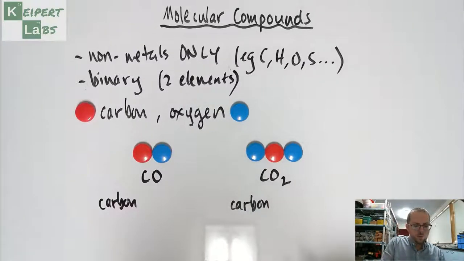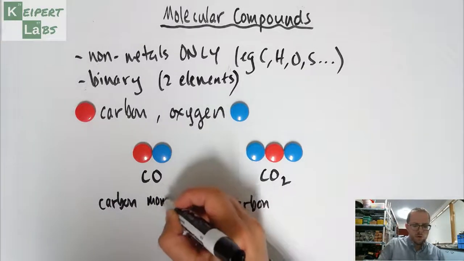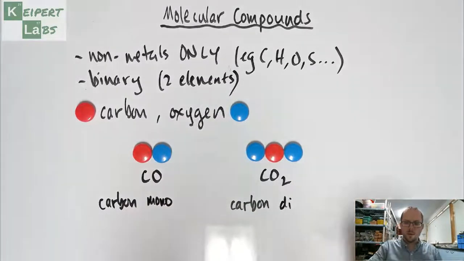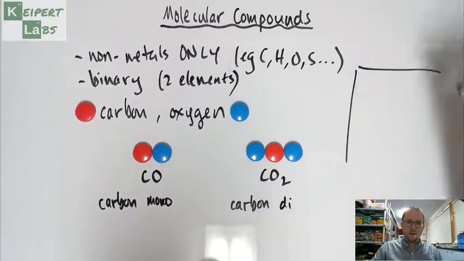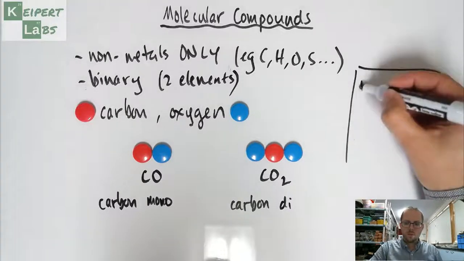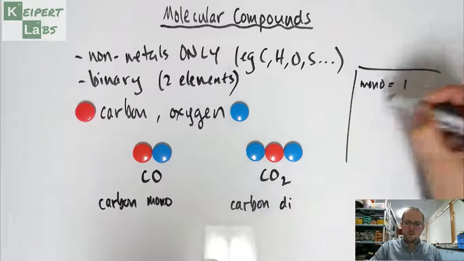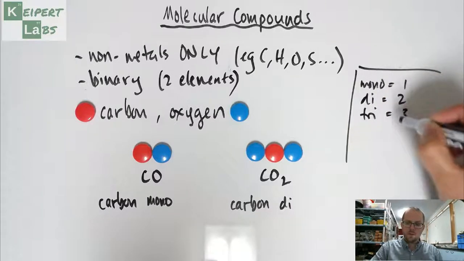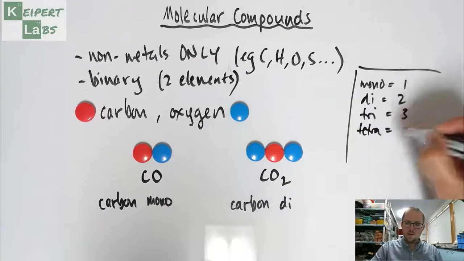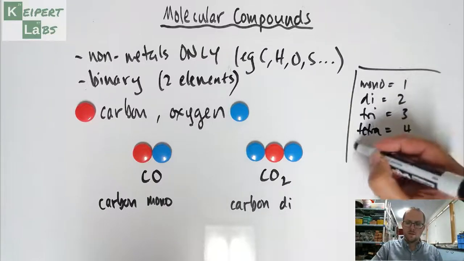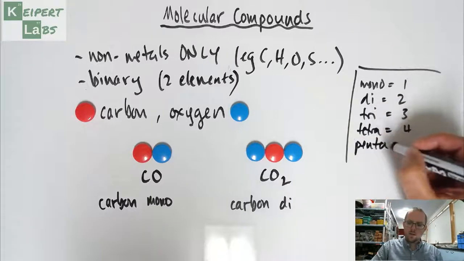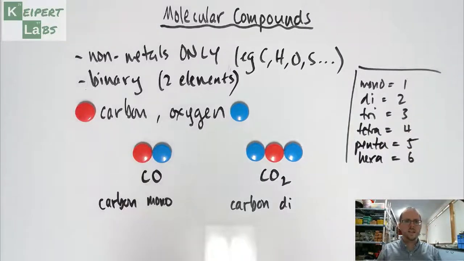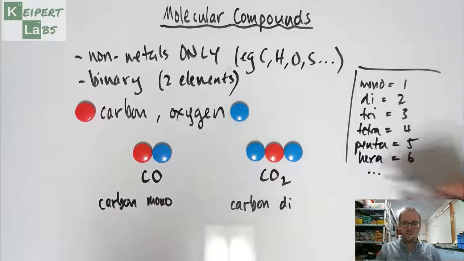So I'm going to write mono and di. We're thinking about the Greek alphabet. So we're going to start to use mono, di, tri, tetra, which is 4, penta, hexa, and 6. Realistically, we're not going to go any further than that, but that's the idea.